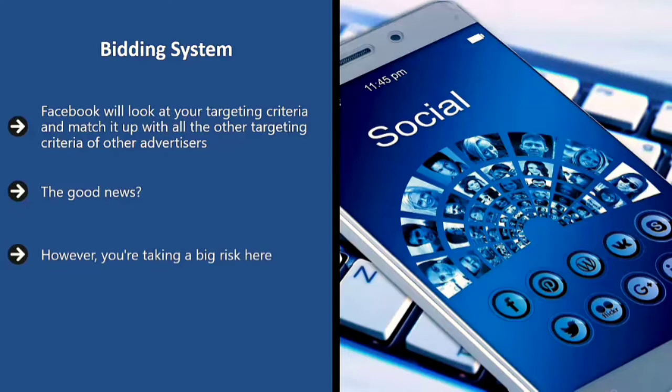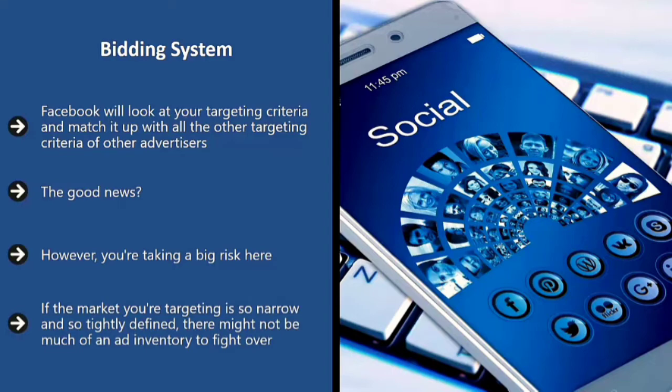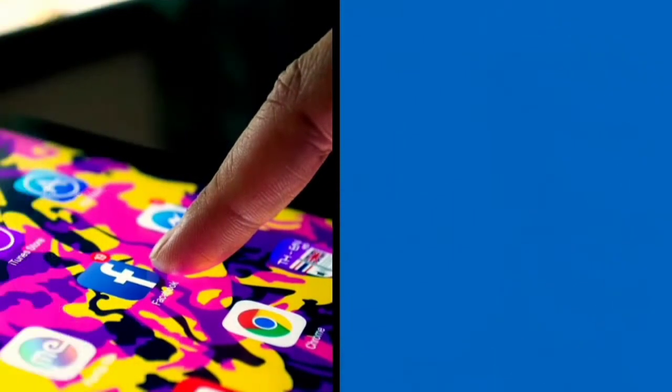However, you're taking a big risk here. You're assuming that there will still be inventory left over. If the market you're targeting is so narrow and so tightly defined, there might not be much ad inventory to fight over. In that situation, you can bet that your competitor will basically suck up all the available inventory and your ad won't show.